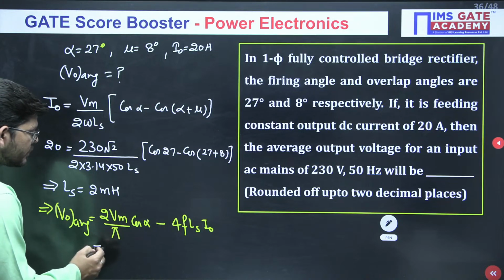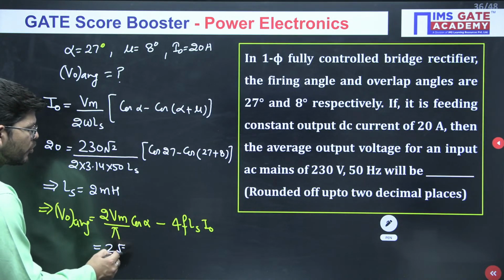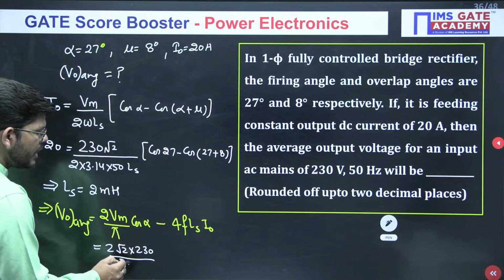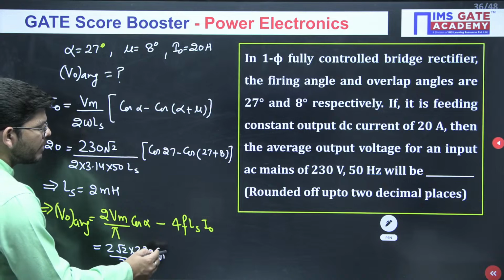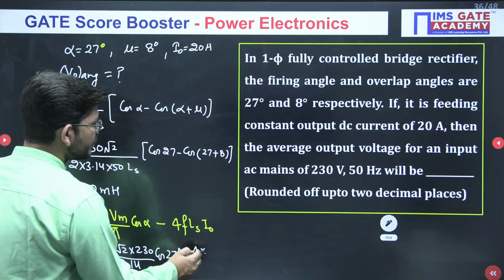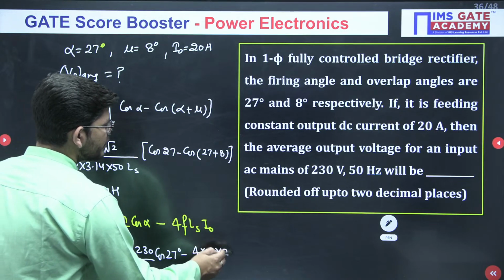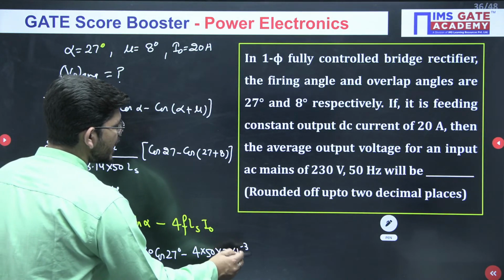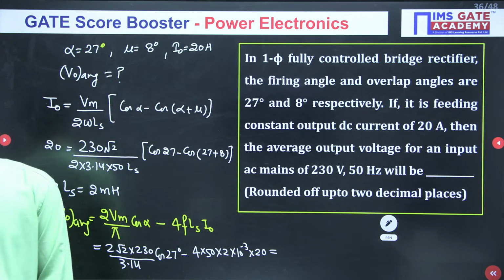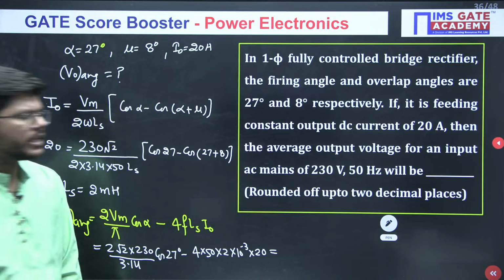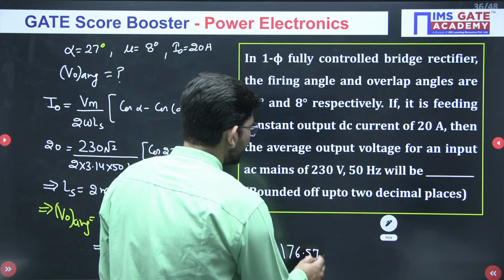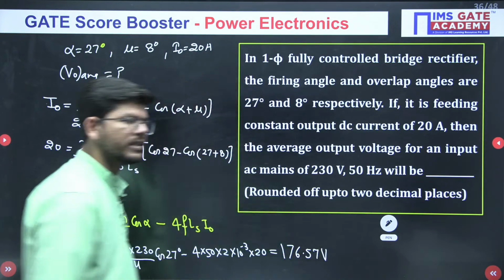Okay. Now put the values. 2 into Vm will be root 2 into 230 divided by 3.14. Cos of alpha is cos of 27 degree. Minus 4f is 50. L you have calculated is 2 into 10 to the power minus 3. I naught is 20 ampere. So when you will solve it, you will get around 166.57. That is the answer I am having. Okay. Volts. This will be the answer.